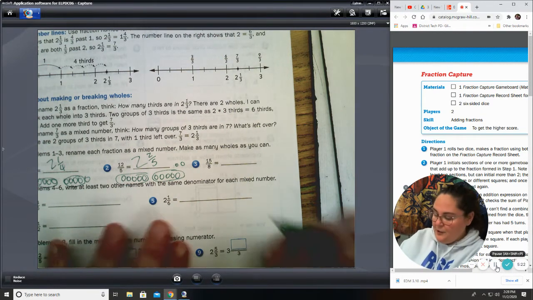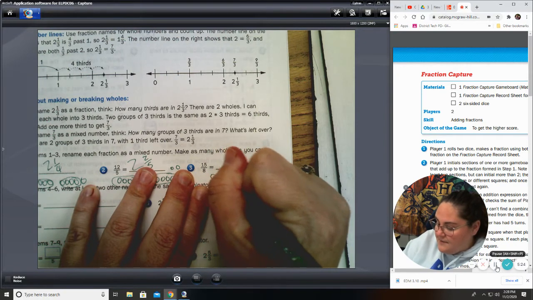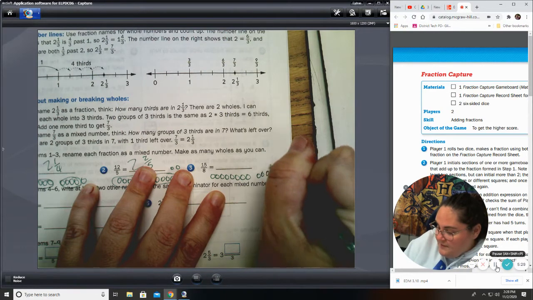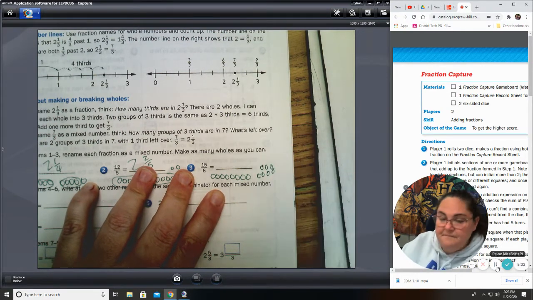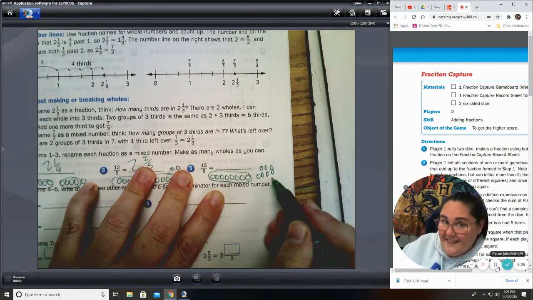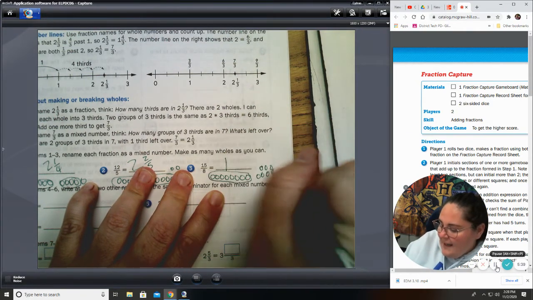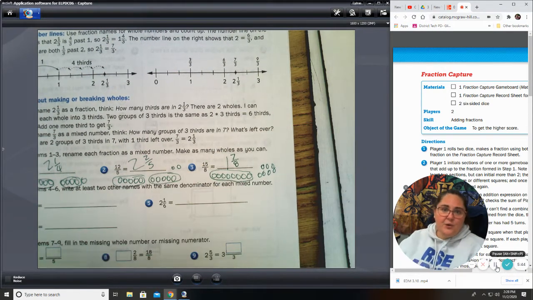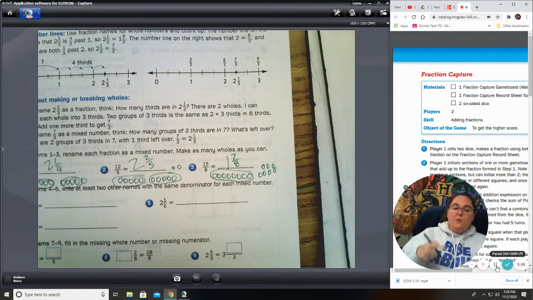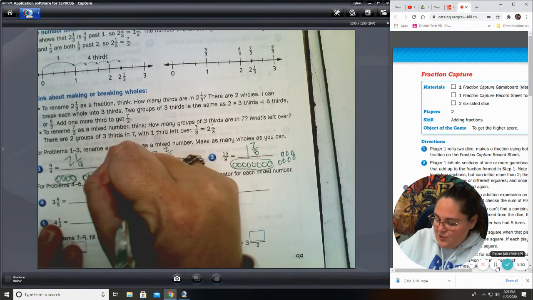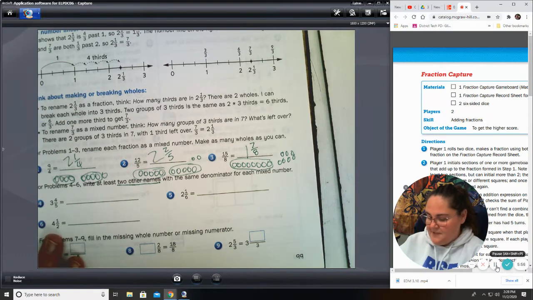All right, for number 3, you should have drawn 15 circles. 7, 8, 9, 10, 11, 12, 13, 14, 15. Circle groups of 8. We have one group of 8. That's not a group of 8. 1 and 7 eighths. That's how you would do that problem. Now you could also divide. 15 divided by 8 equals 1 with 7 left over. Absolutely.